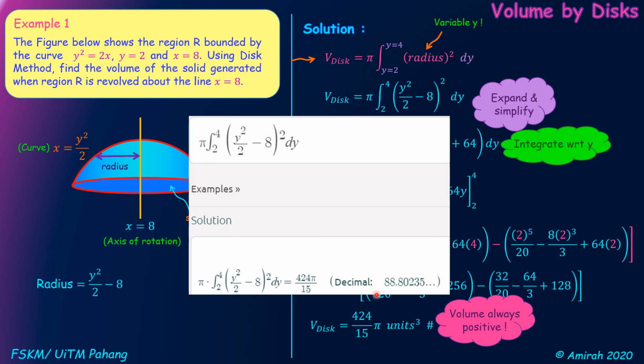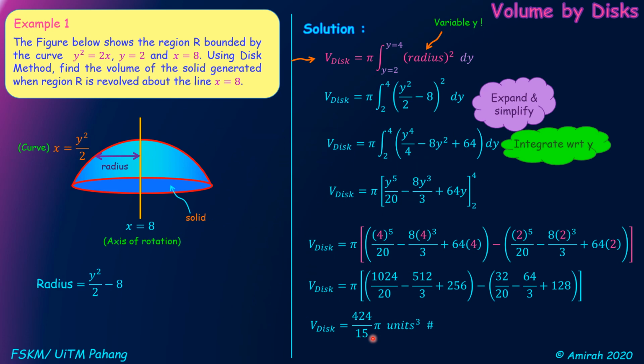Note that volume is always positive. If we get volume negative value, there is something wrong when we set up formula or when we integrate. And then we leave the answer in fraction and pi, that is more accurate. So this is the final answer.